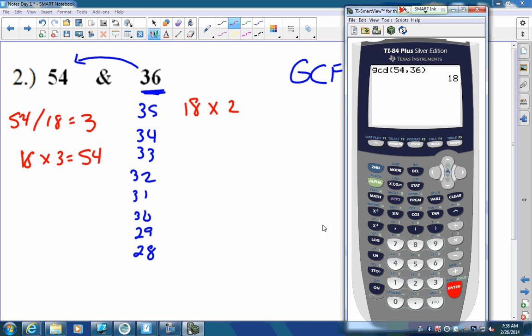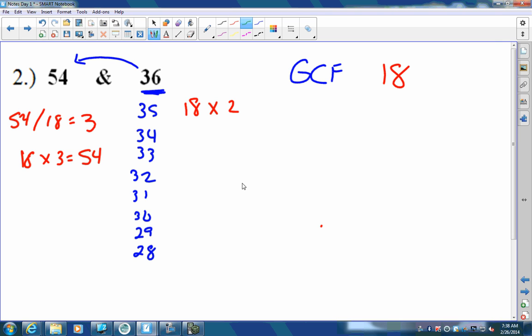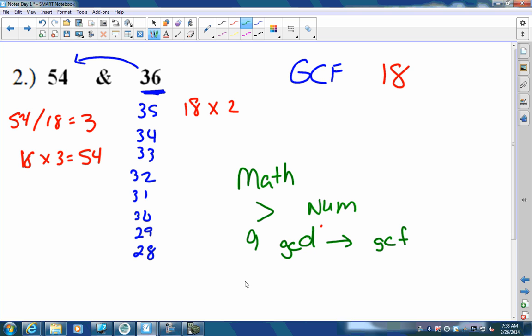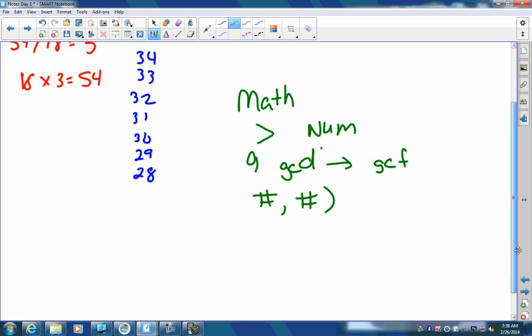Okay, so let's write this down somewhere in your notes. On the back of your paper, you're going to press math. Then you're going to arrow over to the right so that it's where it says number. You're going to go to 9 and have GCD. GCD is the same as GCF. And then you're going to type in your number, comma, the other number, and a parentheses. Then it's going to give you your GCF.